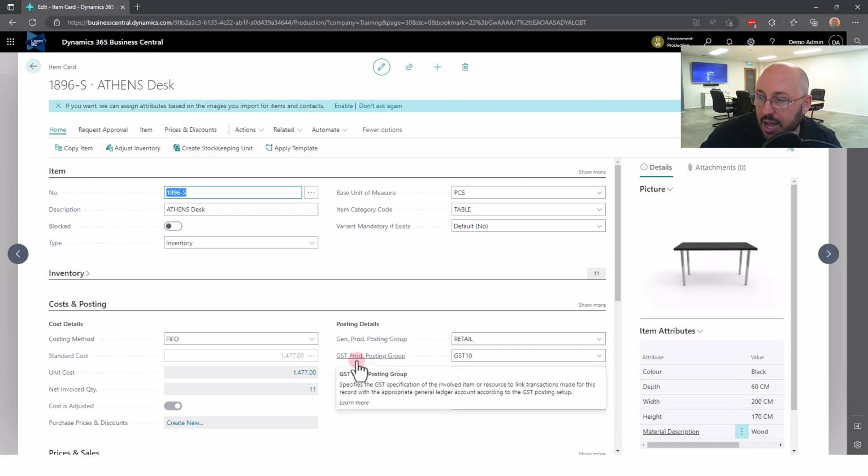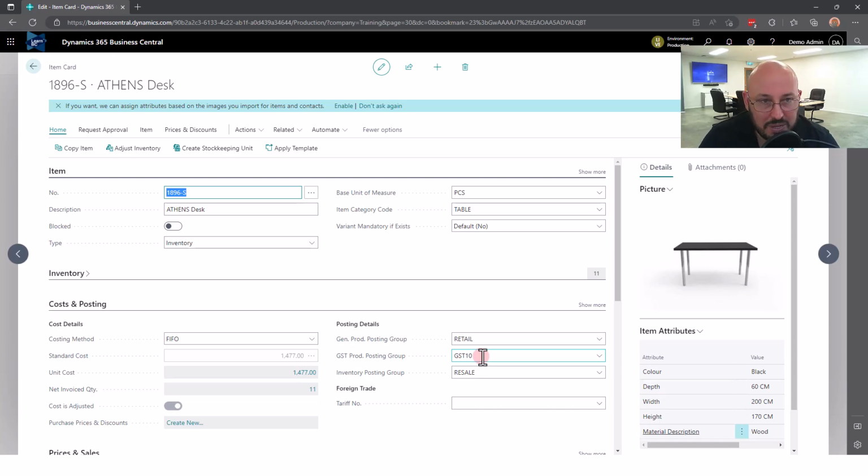We've got our GST product posting group, which says really at the end of the day, is there tax? What percentage of tax is there? And where will we store this on the chart of accounts? So when we receive tax, because customers sell, and when we pay tax because of a purchase.